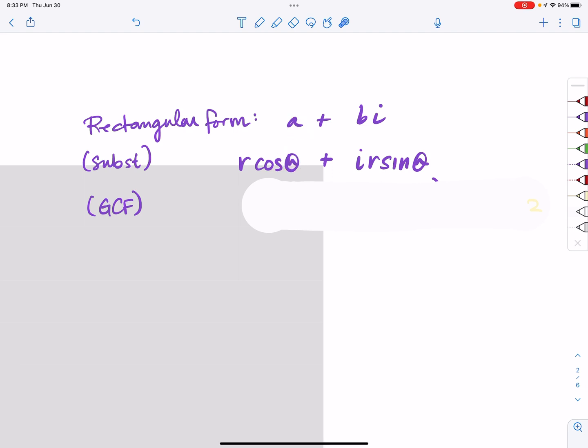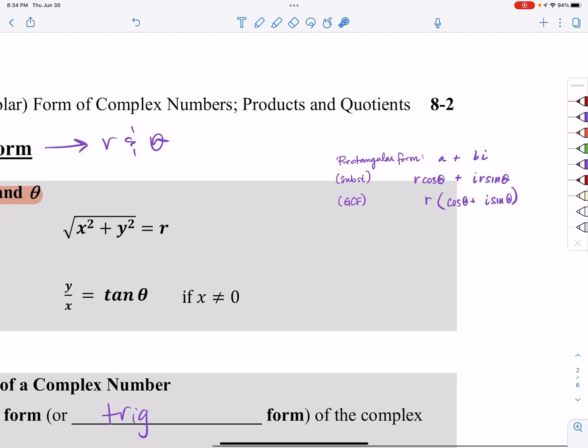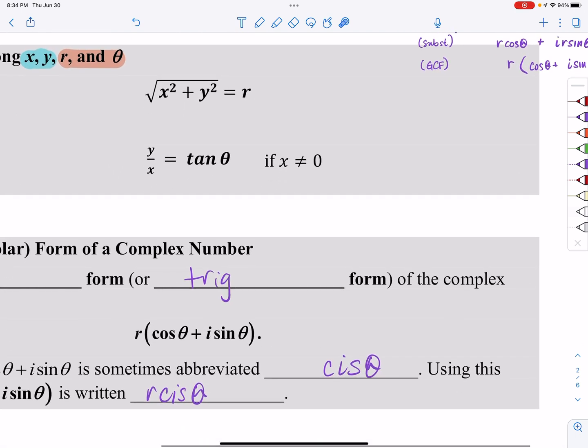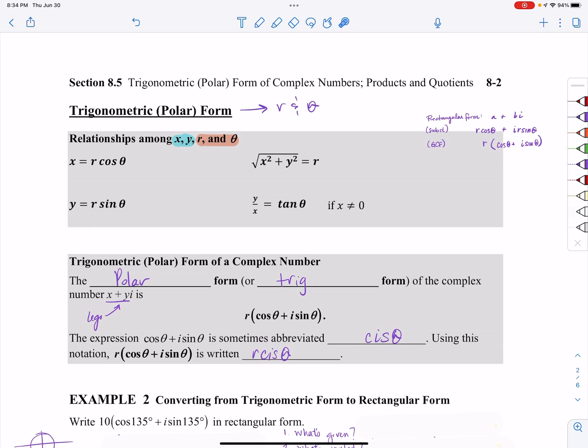Notice that now I have these two terms and I have a GCF of r. So let's factor out the r, and I now have r times the quantity cosine theta plus i sine theta. And that is exactly what we have right down here. That's an easy way to show how to get from the leg, rectangular, or standard form to the polar or trigonometric form.